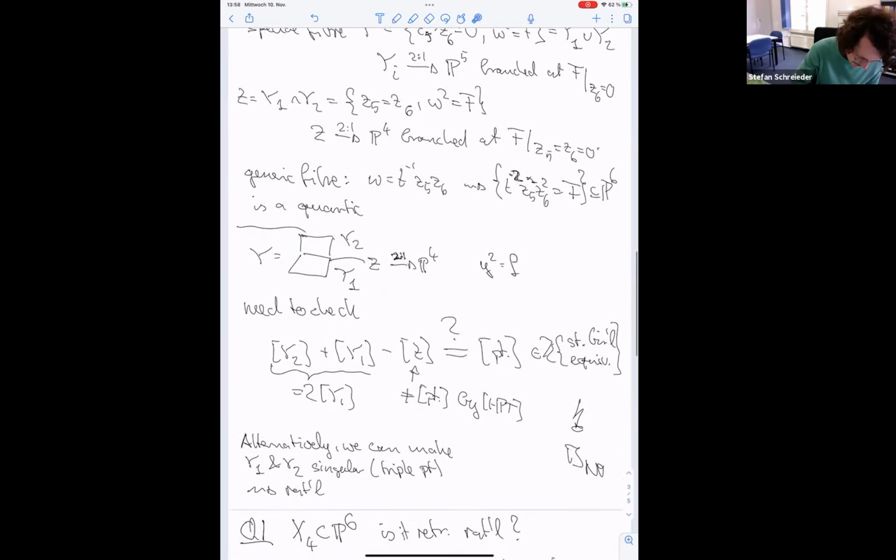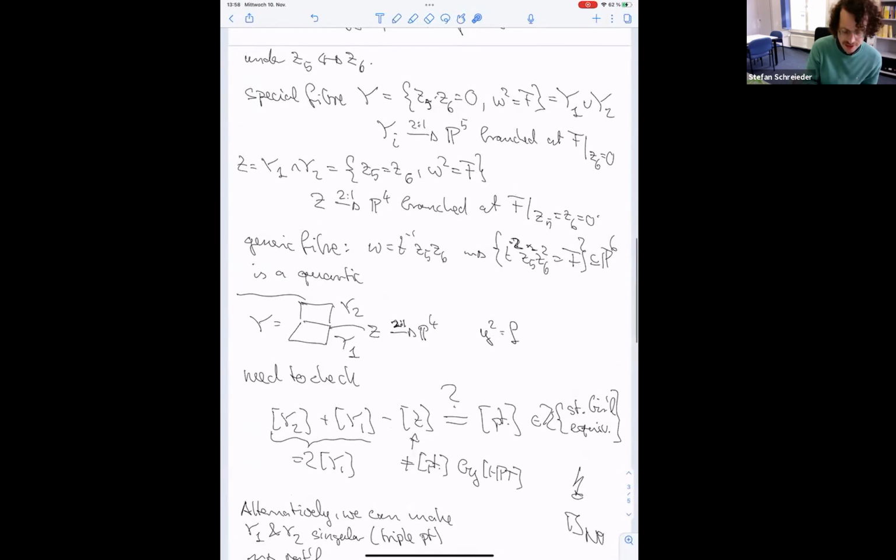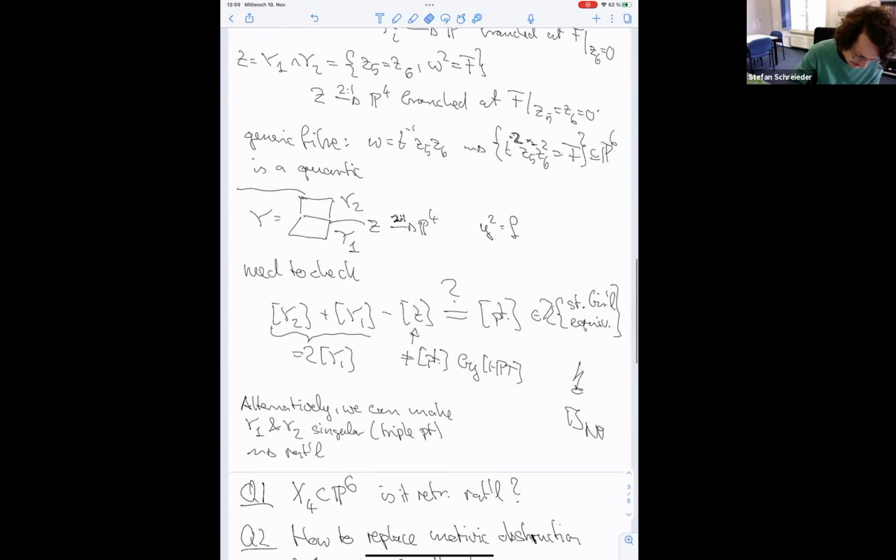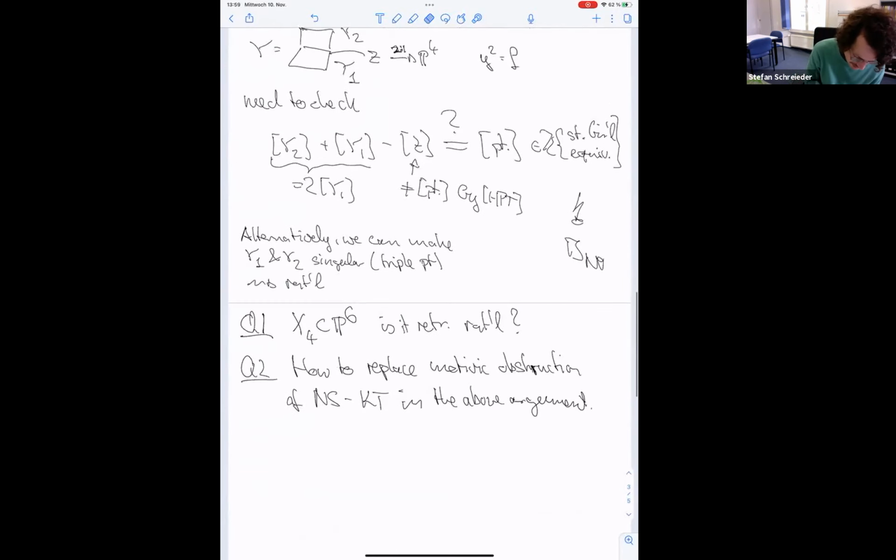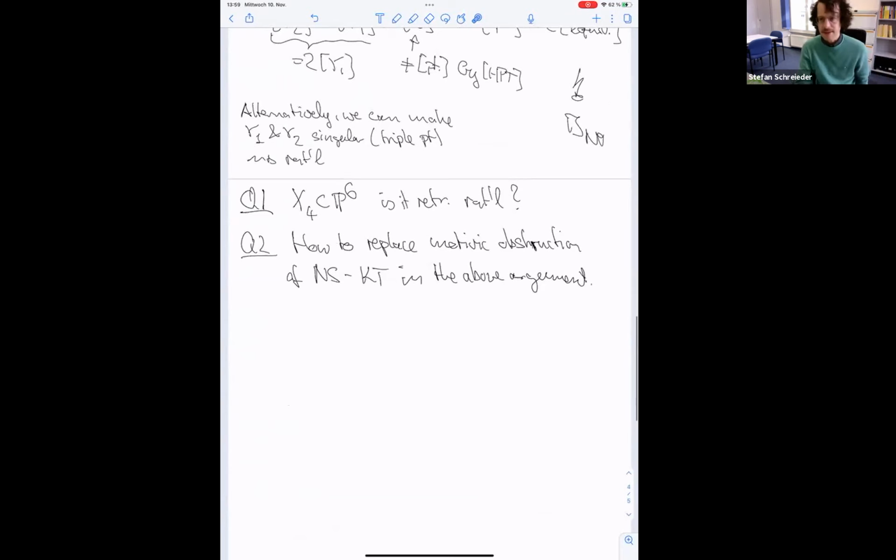Okay, so back to my question. I want to use a degeneration like this, or maybe a similar one, and want to see whether this does obstruct retract rationality. And for this, I need some kind of replacement of this Nicaise-Schreieder-Kontsevich-Zinkel result.